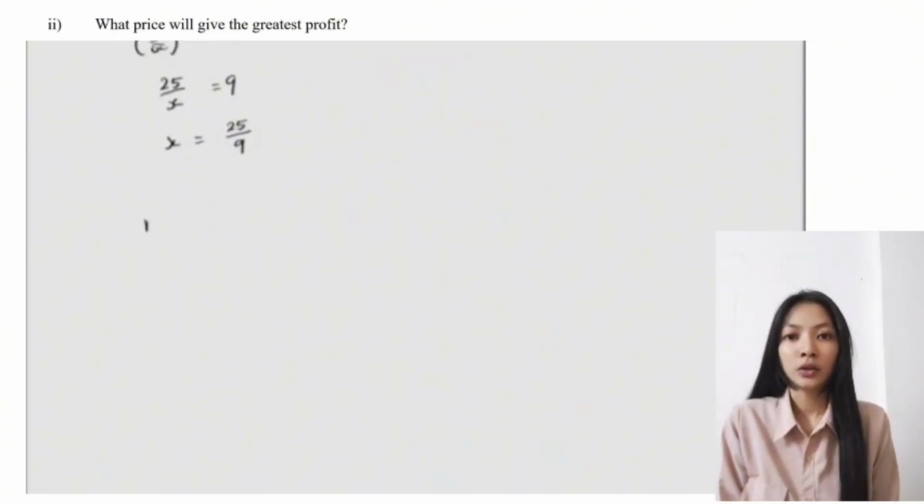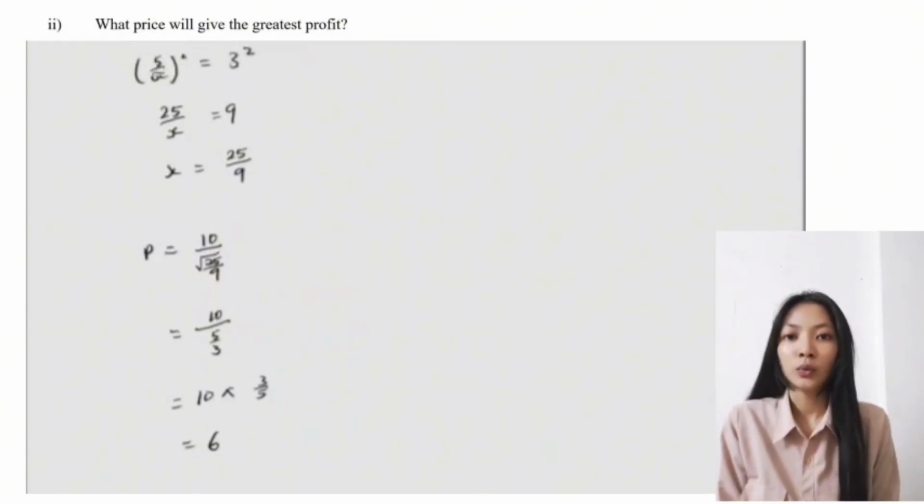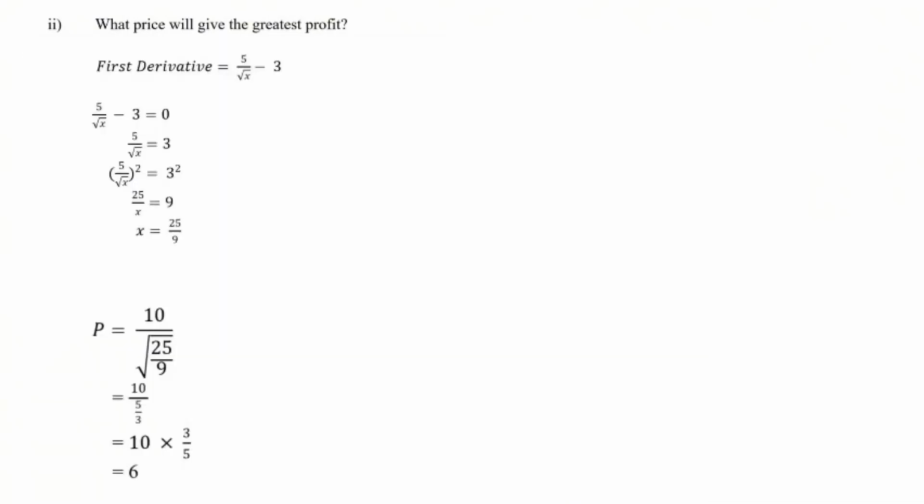After that, substitute the 25 over 9 into the demand equation to find the price at greatest profit, which is P equals 10 over square root 25 over 9. Then equals 10 over 5 over 3 after taking the square root of 25 over 9. And lastly, P equals 6. So, RM6 will give the greater profit.